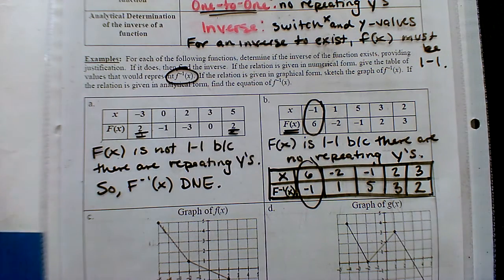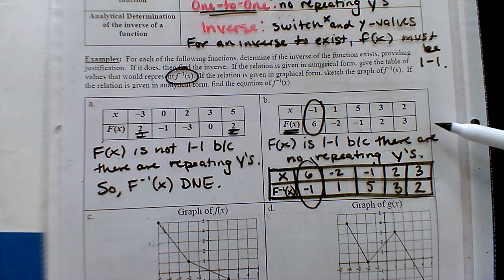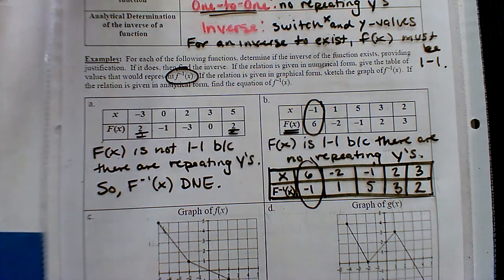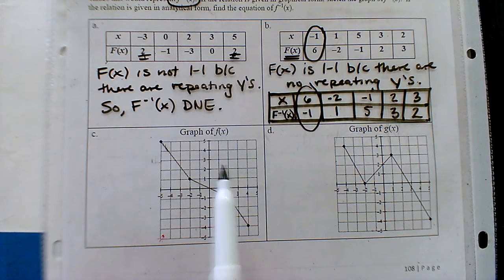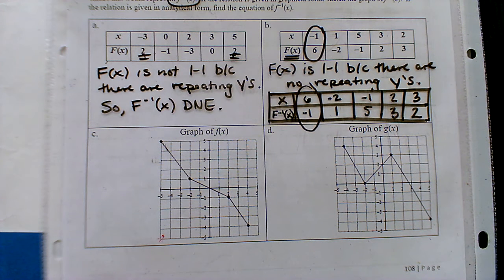All right, so those were two table examples, one function that was not one-to-one, and one that was one-to-one. Let's go ahead and try a graph. Graphically speaking, how can we determine if this function is one-to-one? How can we determine if there are no repeating y values?